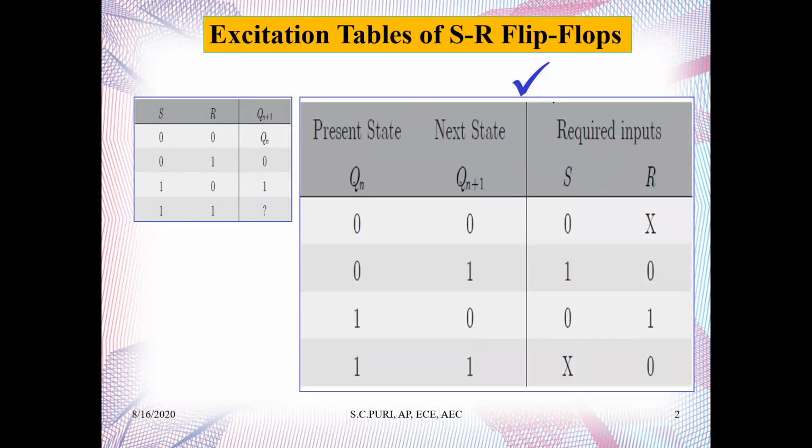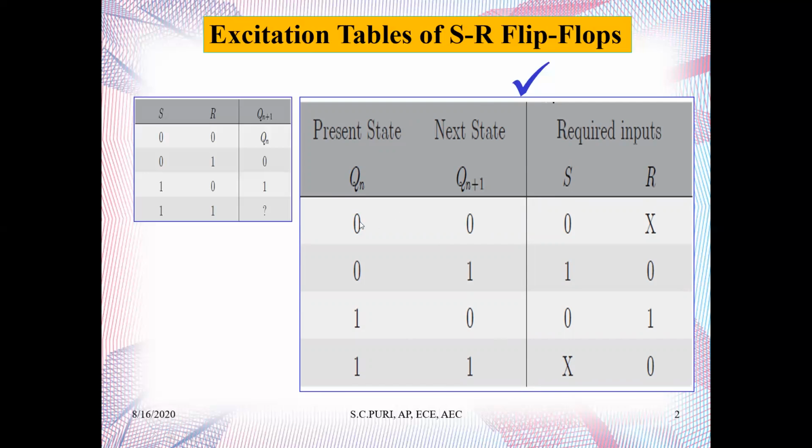Now you can see here the excitation table. You have to write it like this. The present state is Qn, and the next state is Qn+1. Now there will be the requirement of the required input. As you can see here, 0, 0. So 0 to 0 means present state to next state. You have to write it like this for obtaining the conversion of the flip-flop. This is the first step which you need to understand.